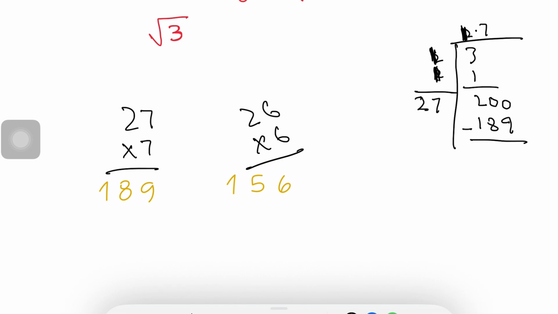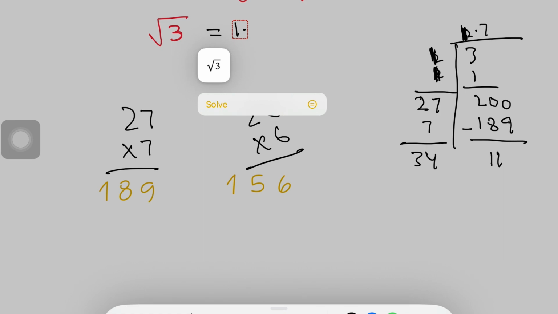And 189. So here 27 multiplied by 7 is 189. This number is 27, and adding 7 gives 34. And the answer is 1.7.